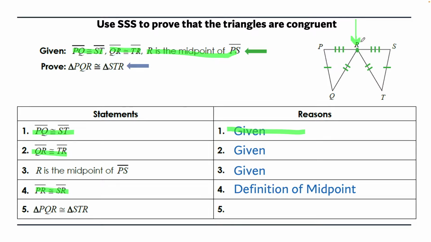Now you can look at the two triangles, and what do you have? You have three sets of congruent sides. So that's the side, side, side shortcut. Okay, let's try another one. We'll try to go a bit faster.